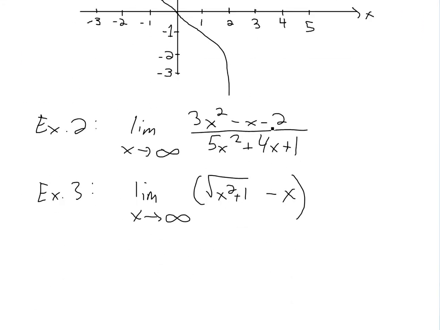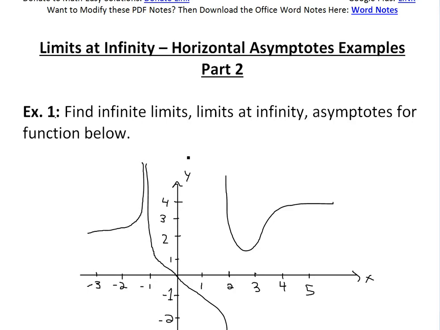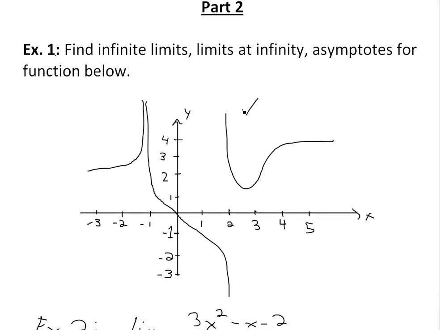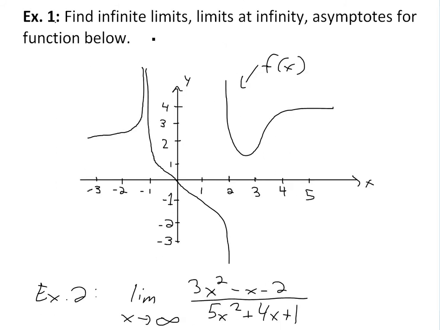Basically, I have 3 examples right here. They're pretty useful. I'm just going to go over these pretty quickly. I'll go over example 1 first. It says find infinite limits and limits at infinity and asymptotes for the function below. So if we look at this one, let's just call this f of x right here. And now let's just look at the infinite limits first, or the vertical asymptotes.